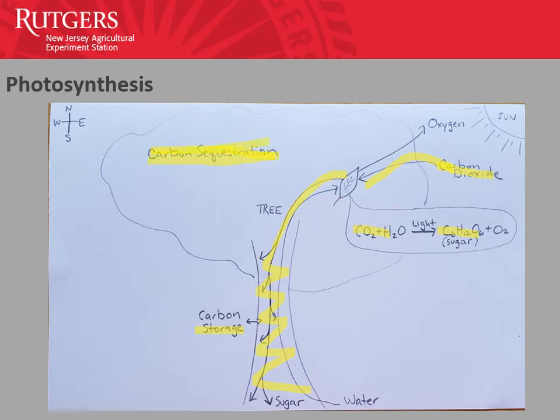And then the annual carbon sequestered is eventually transferred into long-term storage as the tree grows. So that's how carbon storage and sequestration works, and that's how it is tied to the health of the tree and the ability of the tree to photosynthesize.